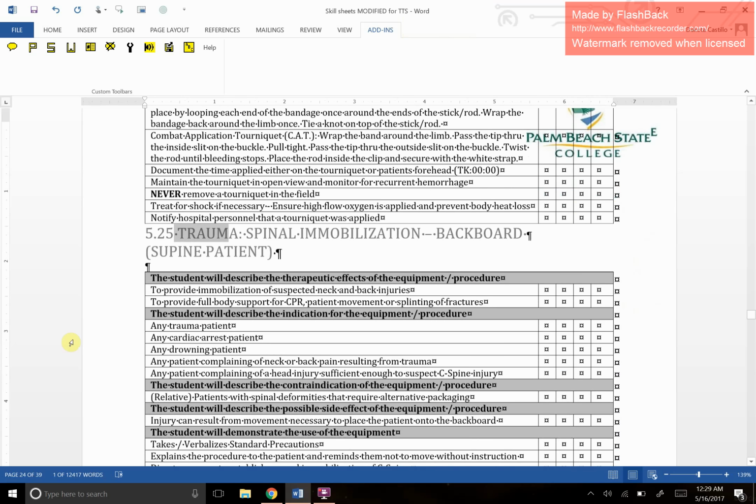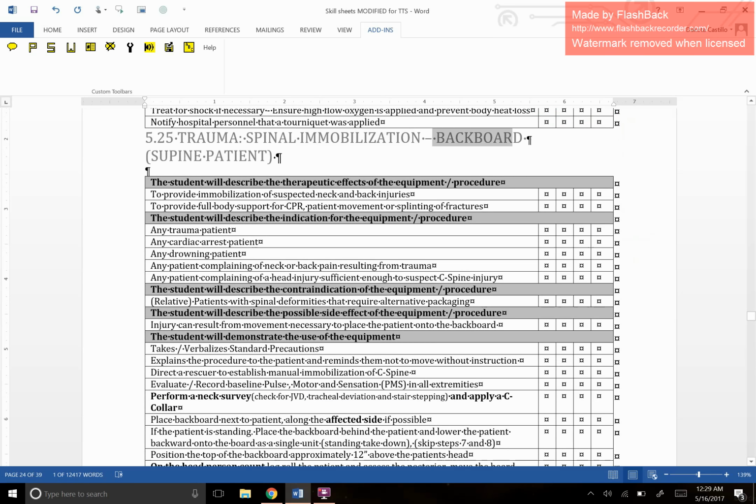5.25 Trauma, spinal immobilization, backboard. Supine patient. The student will describe the therapeutic effects of the equipment/procedure. To provide immobilization of suspected neck and back injuries. To provide full body support for CPR, patient movement, or splinting of fractures.